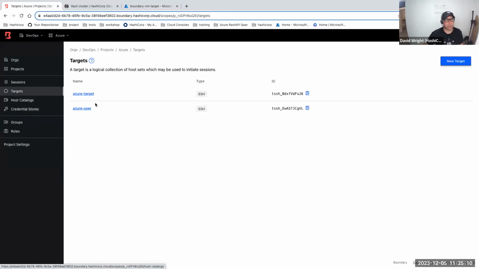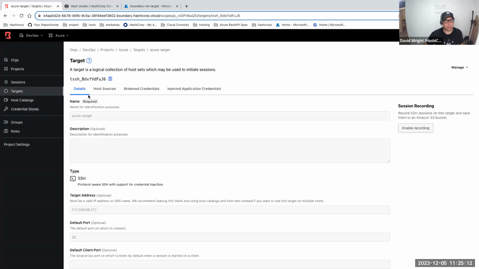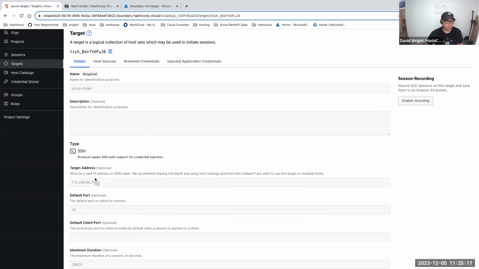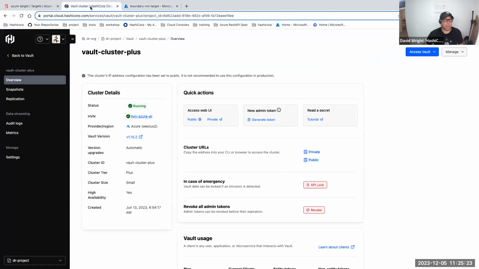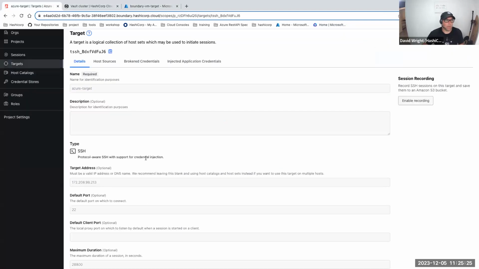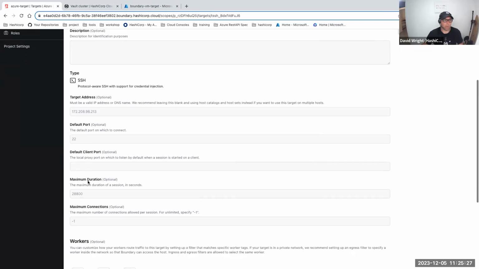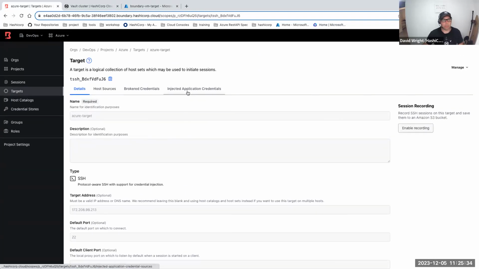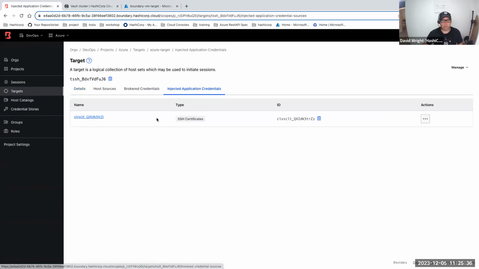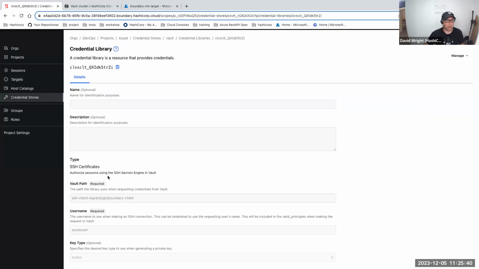So on our targets, if we dive into one of our targets, so this is our injection. We've defined where our application is, and so this you can see is our public IP in Azure. We've defined the port, we've defined some characteristics and maximum connections, so an unlimited amount of connections. In this, we're going to inject our credentials. So this is where we set up our trust with our Vault.